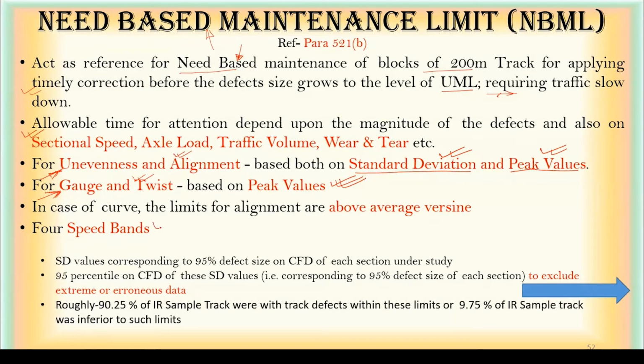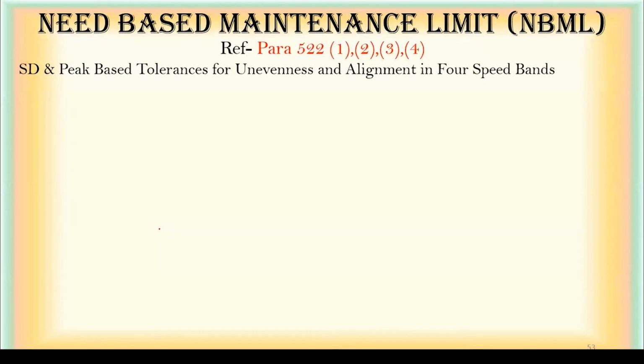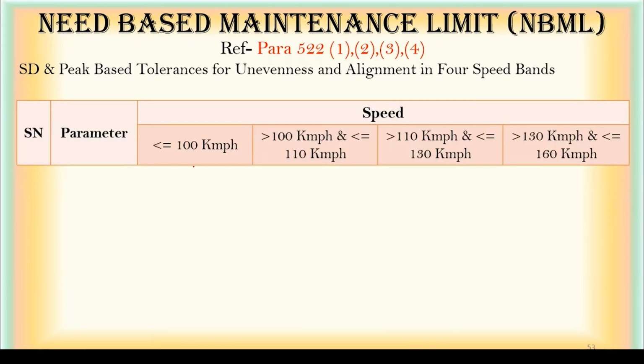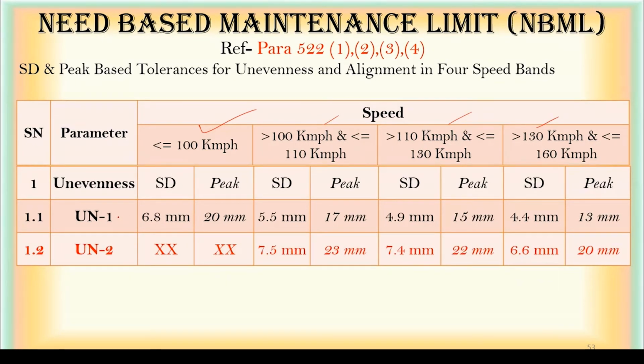And then again this has been laid for 4 speed bands. What are those limits? We can see 4 speed bands: 100, 110, 130, 160. Unevenness on long chord, short chord. You can see earlier it was 2, then 5, and now NBML is 6.8 mm. And this peak based is multiplied by 3, as we have discussed earlier. And then according to speed, these tolerances decrease and this becomes 4.4 mm. It was 1.4, 1.9, 1.4, 1.9 and now it has become 4.4.